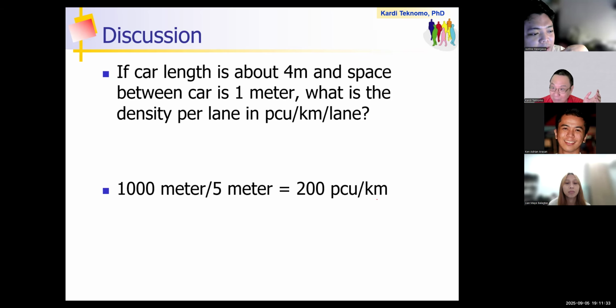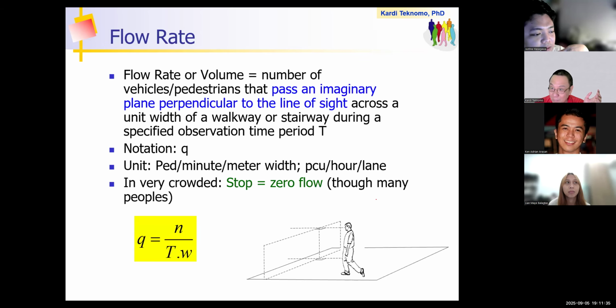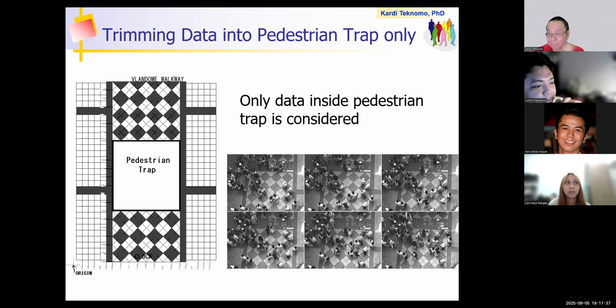I give you an example in this picture. So the whole width is here, but I only set the pedestrian trap in the middle. And then you are asking, how about people who are not passing in the trap? Should I still count? No.